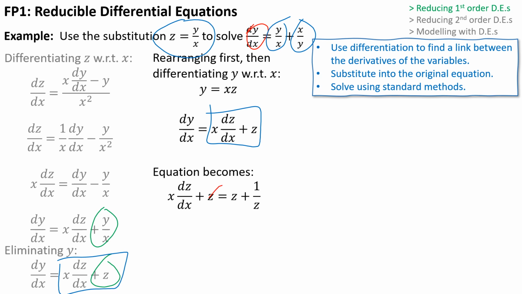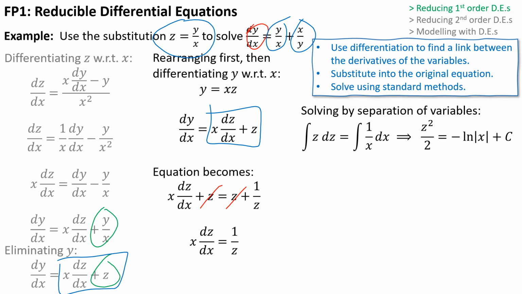We'll be able to eliminate the plus z from both sides for a start, and then this equation actually becomes a variable separable differential equation. We can multiply both sides by z, divide both sides by x, multiply by dx, or more formally integrate both sides with respect to x, and we end up with this thing. So z squared over 2 is minus ln x plus c.